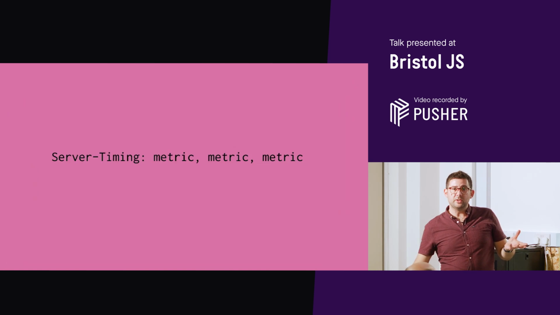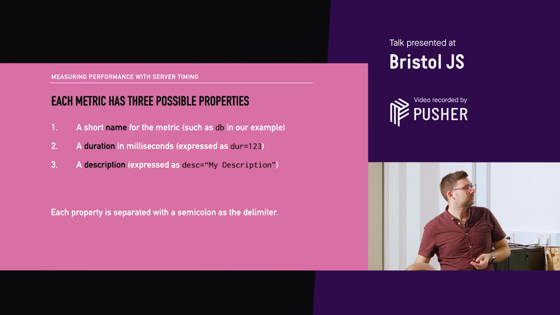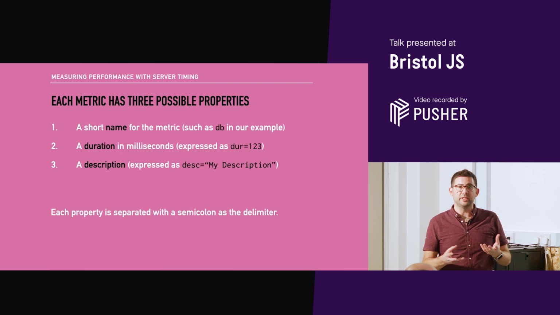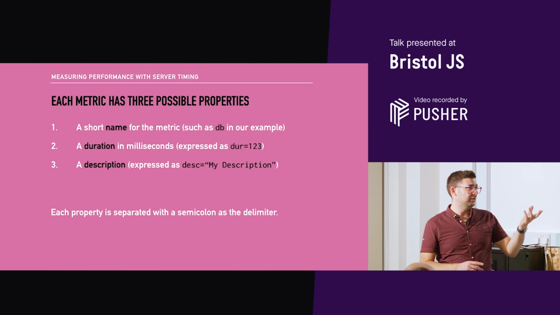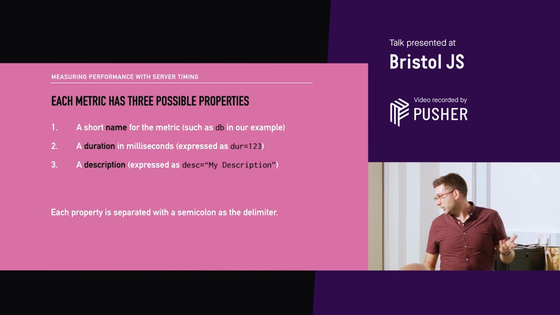So you can send back as many things as you like. They're comma separated, so here we'd be sending back three different metrics. And a metric is made up of three possible properties. It always has a short name, which is kind of like an identifier. That was the DB in the example we just had. You can send back a duration, which is in milliseconds, which is dur equals and then the time. And you can optionally send back a description. So if you want it to look a bit prettier in your DevTools, then you can send back a description as well.